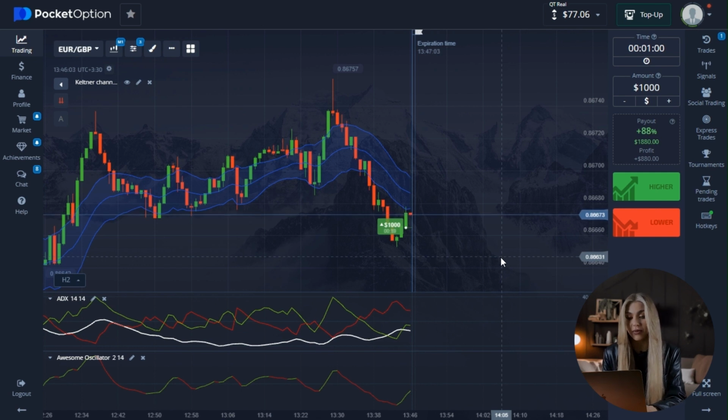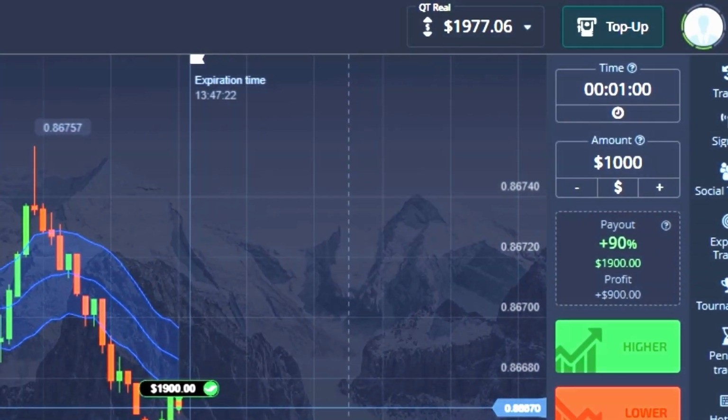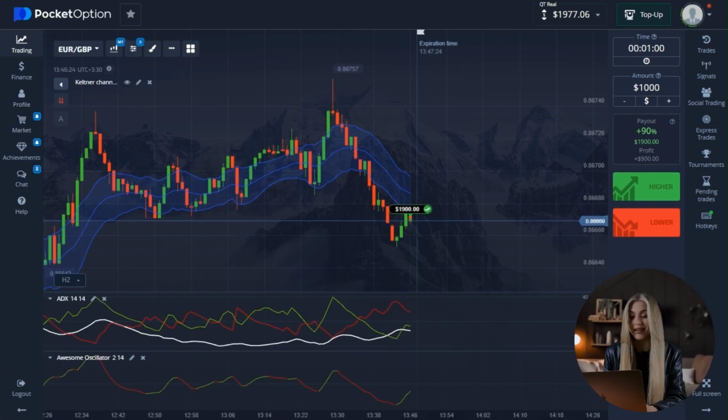And friends, I really like the very simple visual presentation of information from the awesome oscillator. This indicator is not difficult to understand and use. You don't have to be a math genius for this. But obviously, this indicator works well not in all markets. Sometimes it lies, but not this time. $1,900 on the balance, friends. I suggest conducting a few more trades for a complete test.